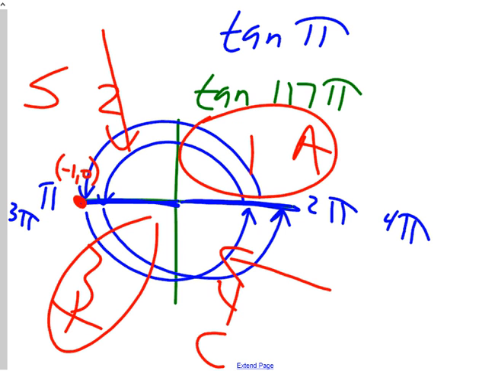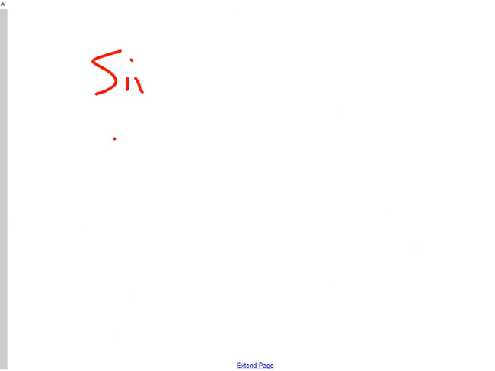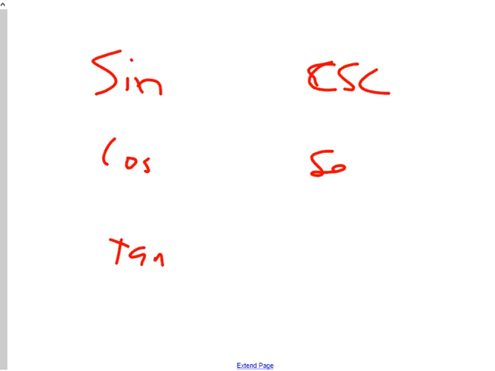You have to know which ones go with which ones. Like if I say secant, you got to go, oh yeah, that one goes with what? Cosine. So if you haven't got that chart memorized, it goes like this: sine, cosine, tangent goes with cosecant, secant, and cotangent, and those are flips of each other.